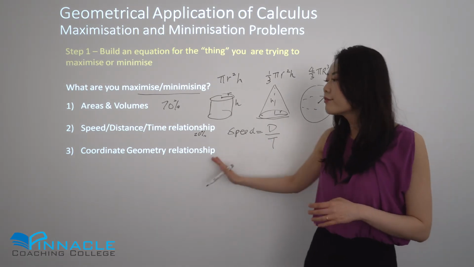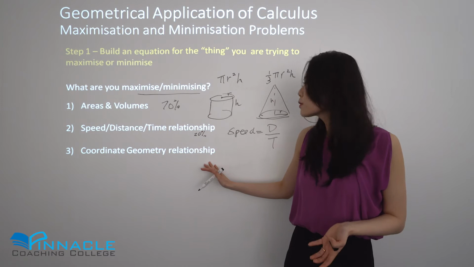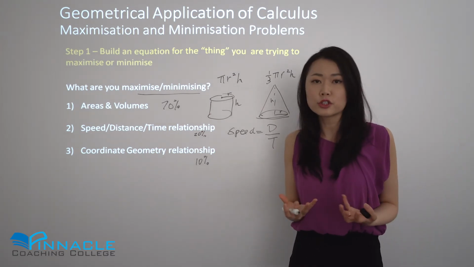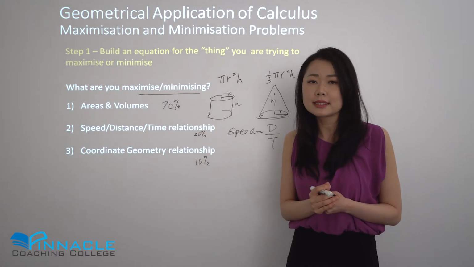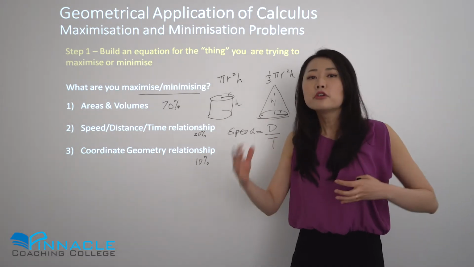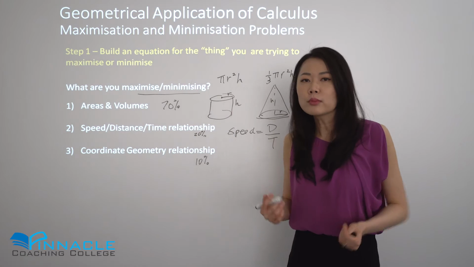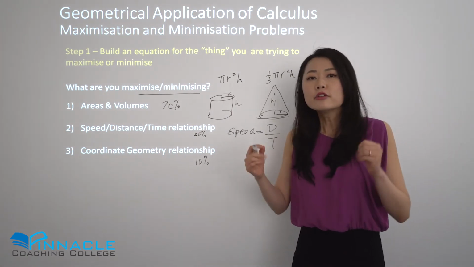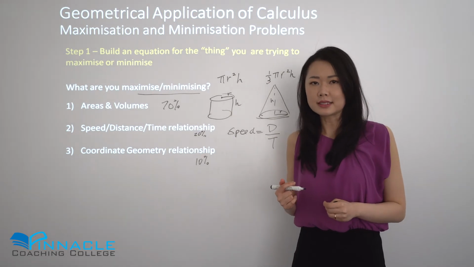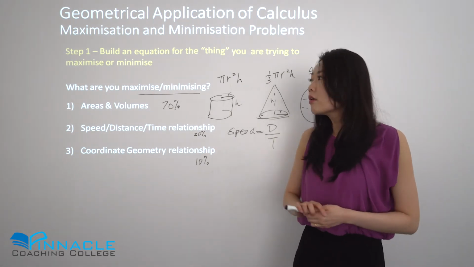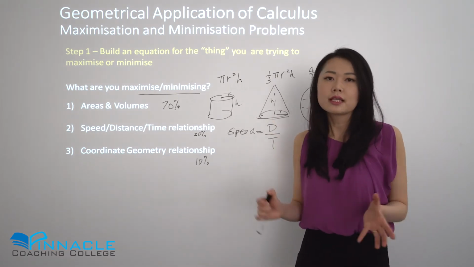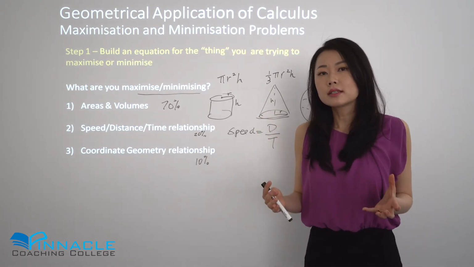Okay? And then finally, it could be a coordinate geometry relationship. So I'll say 10% of cases are coordinate geometry cases. And that's where you use your coordinate geometry formulas like distance formulas, perpendicular distance formulas. And usually it's got something to do with distances. So that's pretty much all there is to it. I'll say this covers the majority of the things you will encounter in this area.